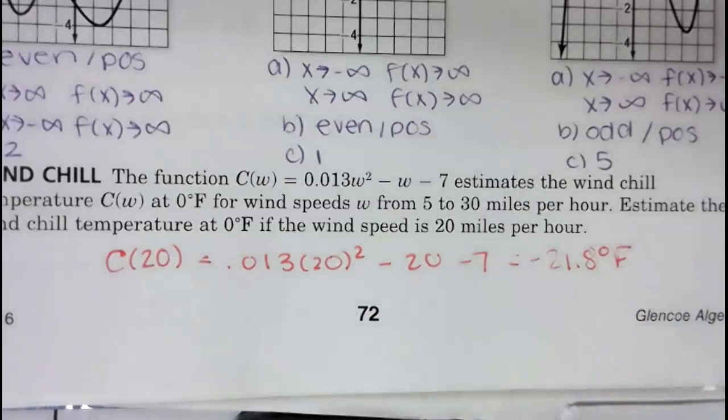So again, what that means is that if the wind speed is about 20 miles per hour, it feels like negative 21.8 degrees Fahrenheit.